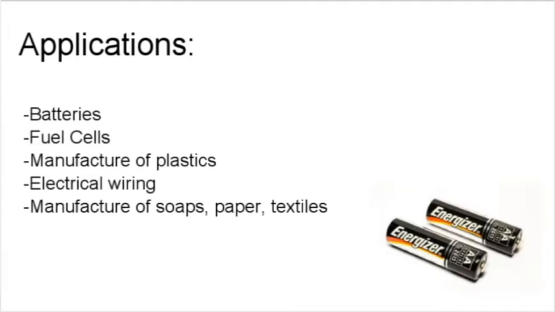Now, this is important because the applications are obviously in making batteries, power sources and fuel cells, but in addition, it is also useful in the manufacture of plastics, such as polyvinyl chloride, when you obtain chlorine in this process. It's also used in electrical wiring to obtain aluminum and copper components. In addition, you can make soaps, paper and textiles in this manufacturing process by producing sodium hydroxide as a main component.